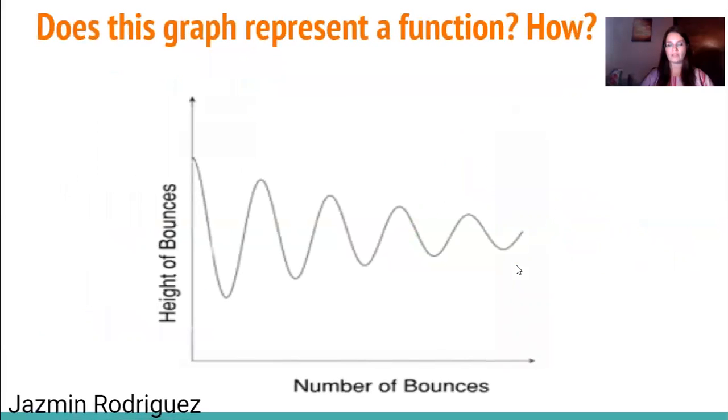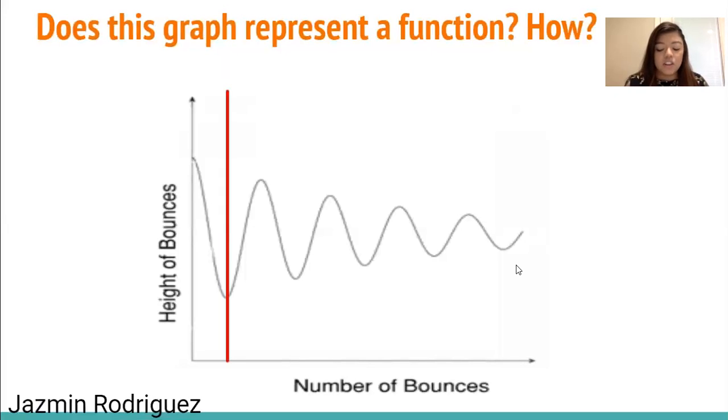Jasmine, how can we determine if this graph represents a function? Jessica, let me tell you, we can check by performing a vertical line test. This is done by checking the graph to see if any vertical line that we draw would intersect the curve more than once. Let's begin with our first vertical line.